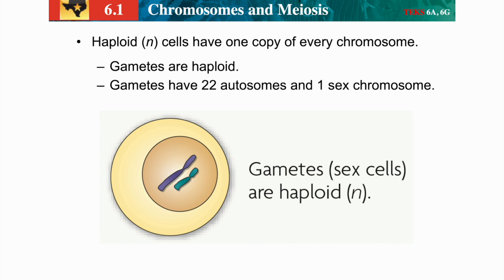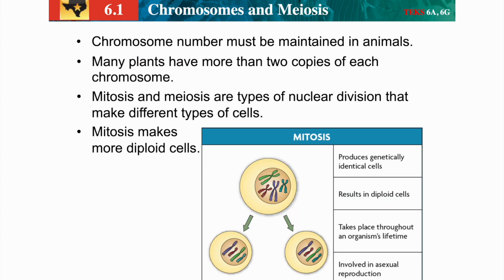All right, haploid cells. Haploid cells have 1 copy of every chromosome, and you already have this. If you have a highlighter with you, go ahead and highlight it where you wrote it. Gametes are haploid. They have a half set. Gametes have 22 autosomes and 1 sex chromosome. So that's that 1 sex chromosome that determines the sex of the child, and I just talked about that with the X and the Y chromosome. The autosomes, by the way, are just body cells or somatic cells.